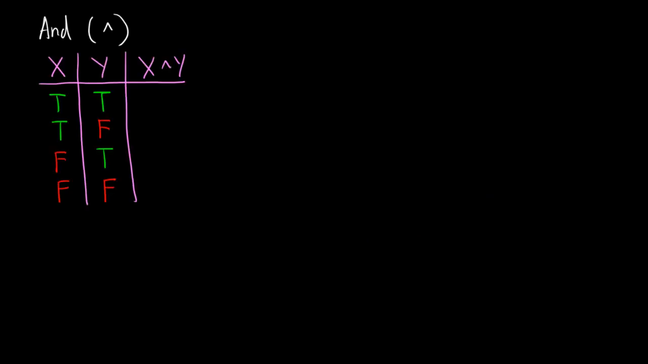Let's move on to complete the truth table for the connective and. With the same set of truth values of x and y, we note that x and y is true only when both x and y are true. As a result, only the first truth value of x and y is true, and the rest are false.